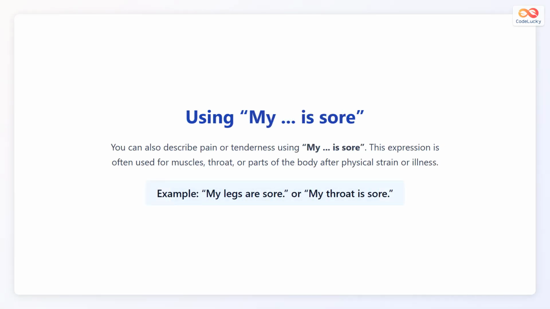You can also describe pain using the phrase, "My body part is sore." This means that part of your body feels tender or uncomfortable, often after doing exercise or being sick. For example, you can say, "My legs are sore," or "My throat is sore." This expression is often used when the pain is not very strong but you still feel discomfort.